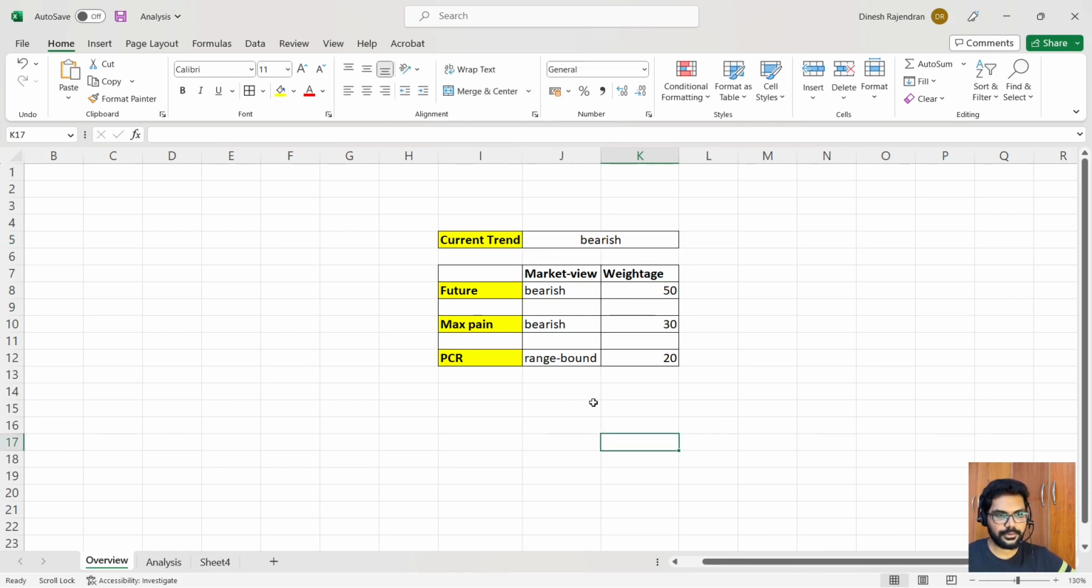Okay, you can ask one more thing. What if the futures show bearish and the max pain and PCR are bullish? Most of the time it won't happen. Max pain and PCR are also based on open interest data, so whatever the futures show, most of the time these will show relevant data. Even if they do not, I will pick the futures market view only for the current trend, because it has 50% weightage.